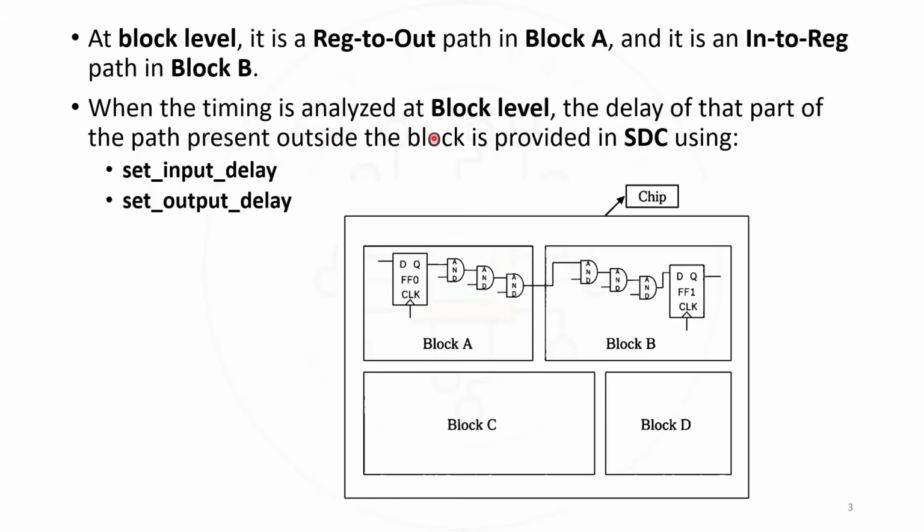When the timing is analyzed at block level, the delay of that part of the path present outside the block is provided in SDC using the following constraints, that is set input delay followed by set output delay. These are called Synopsys design constraints. For this input you have to use set input delay, and for this output you have to use set output delay. So set output delay will be for block A, set input delay will be for block B.